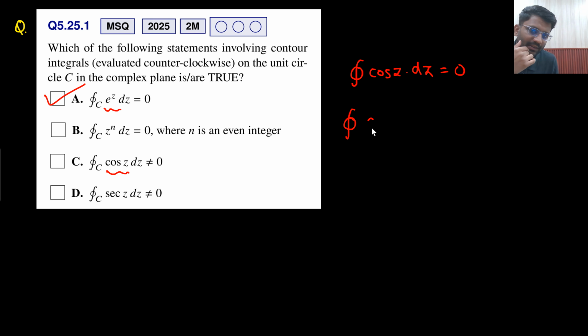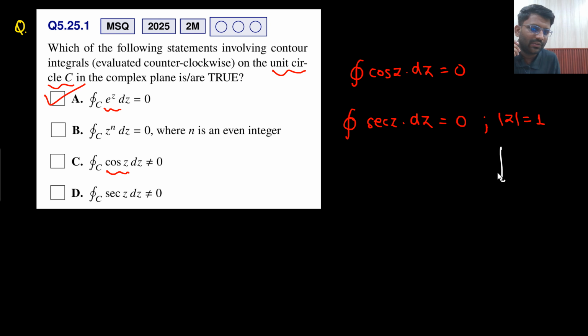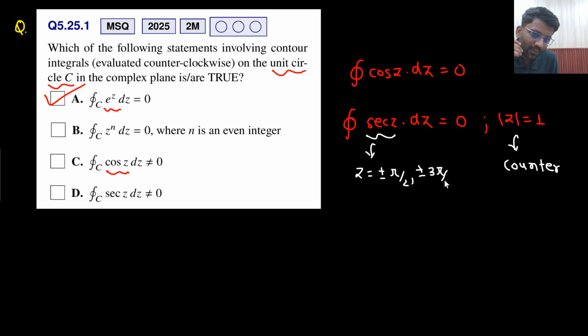What about this one, sir? Sec z dz will also come out to be 0 if mod of z is less than 1, or you can say if your contour is the unit circle. What is your contour here? The contour is the unit circle. So where will the singular points be? The singular points will be at plus minus pi by 2, plus minus 3 pi by 2, and all these points will be lying outside.